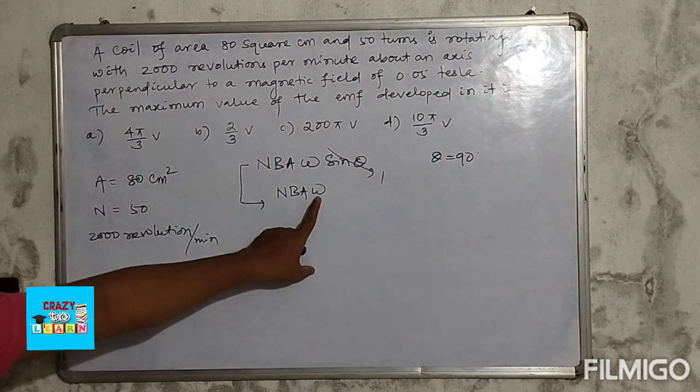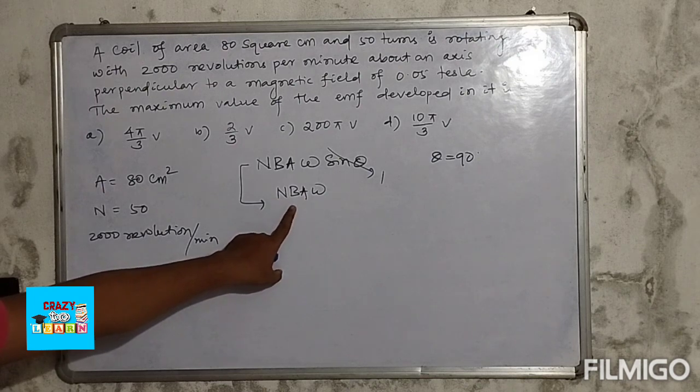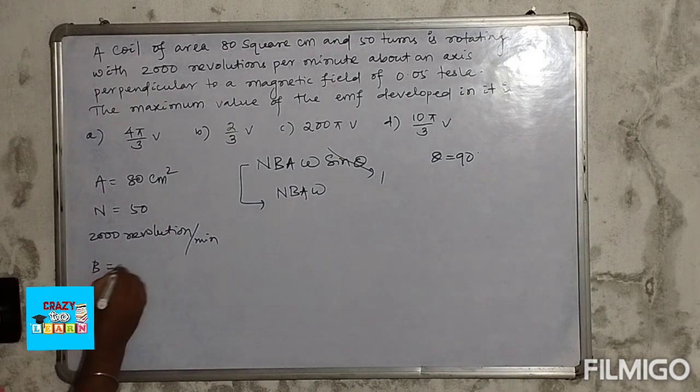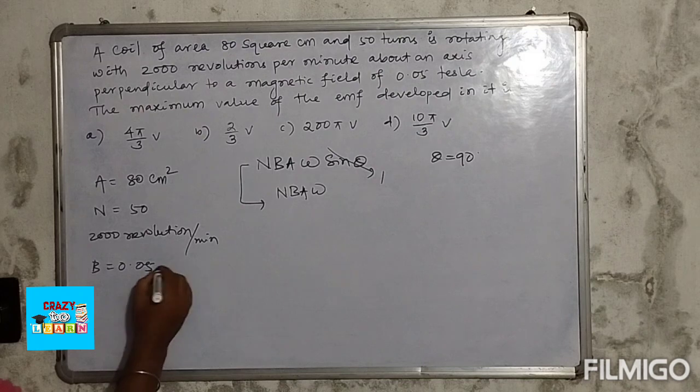So first calculate the omega. As we know N, we know B. B is given to you also. B is equal to 0.5 Tesla.